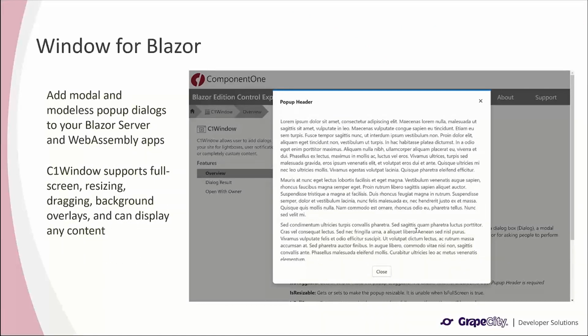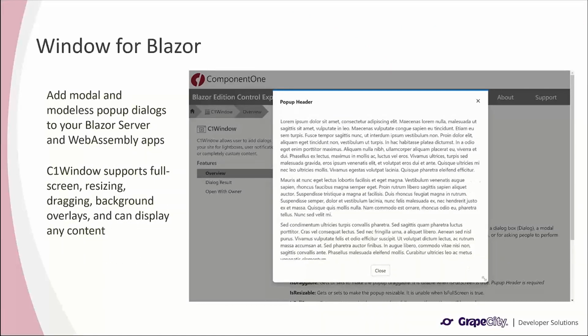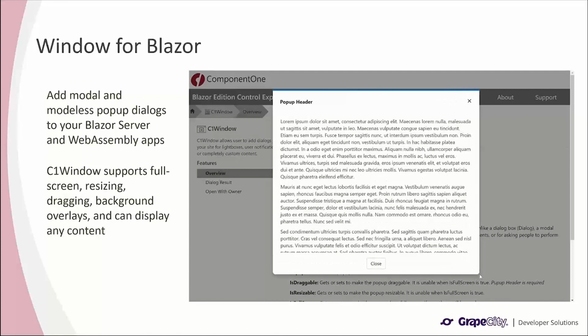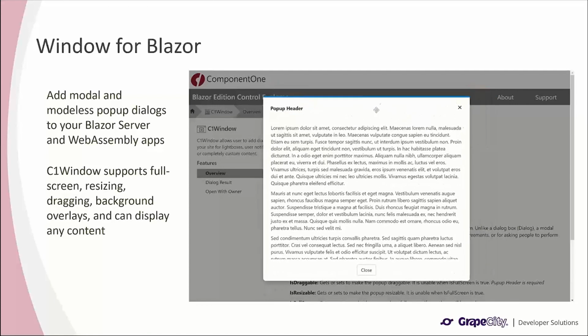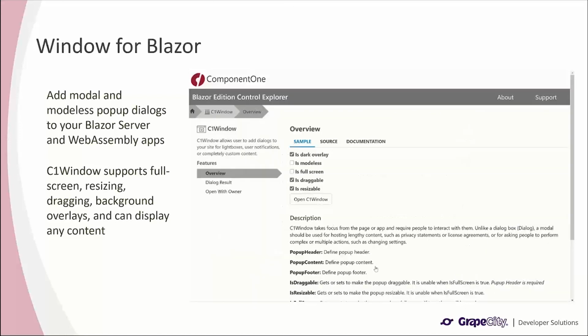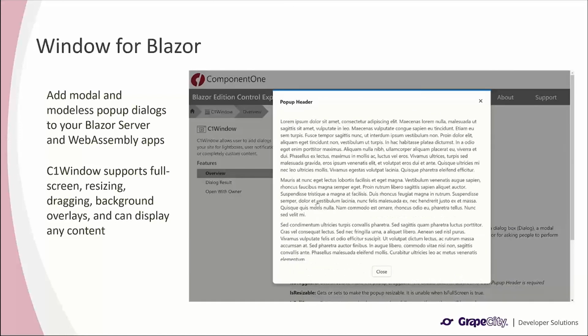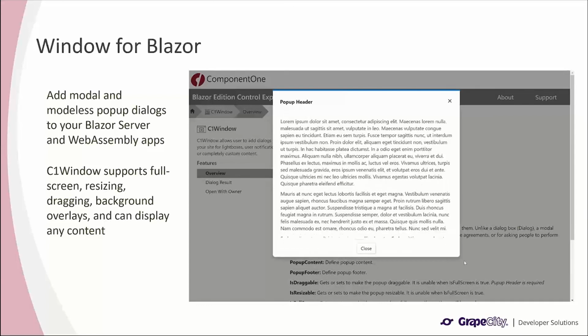First, let's look at the new Blazor window components. Create modal and modeless prompts and dialogues in Blazor using the new C1 window component. C1 window can be used like a full pop-up window with support for resizing, closing, full screen, and dragging the window using the mouse.